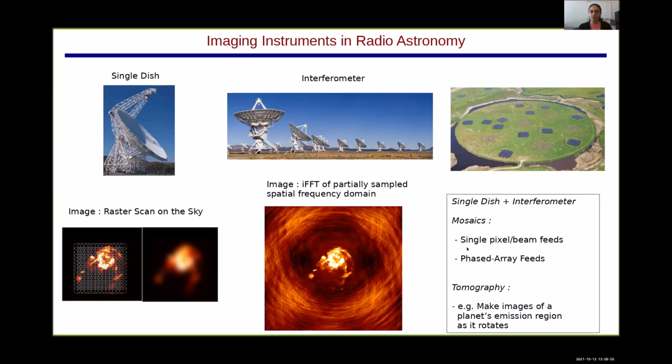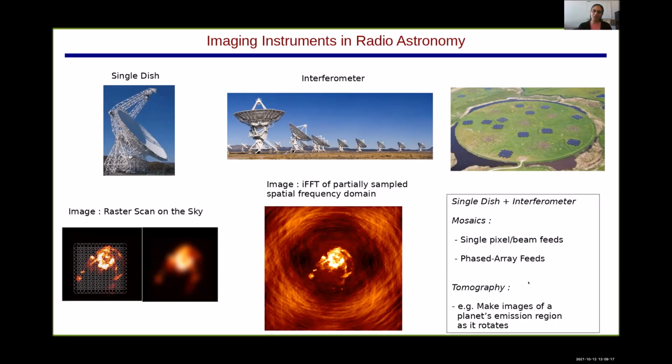You can do things like mosaics, where instead of having each antenna essentially measure one pixel, you could put a multi-pixel feed at the apex, for example. If you do that on a single dish, you get a mosaic instantaneously, and you can make a mosaic of mosaics. If you do that on an interferometer, you can get a mosaic of images all at once. And so there are all kinds of things people do.